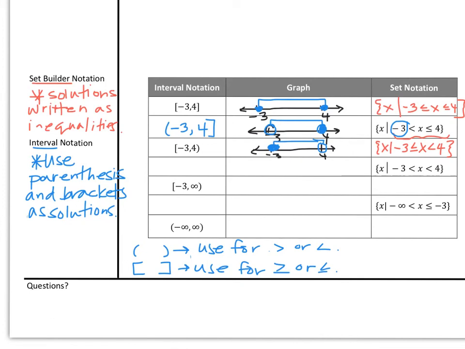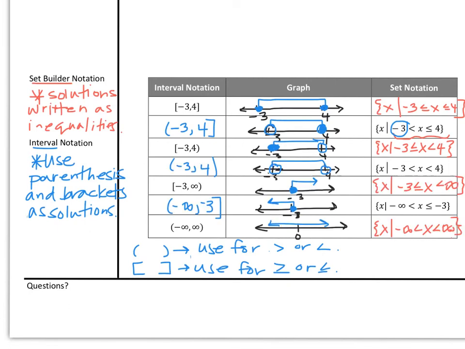All right, let's finish this table with the rest of our interval notations, graphs, and set notations. I'm going to pause the video and fill this out. Go ahead and do the same thing, and then we'll be done.